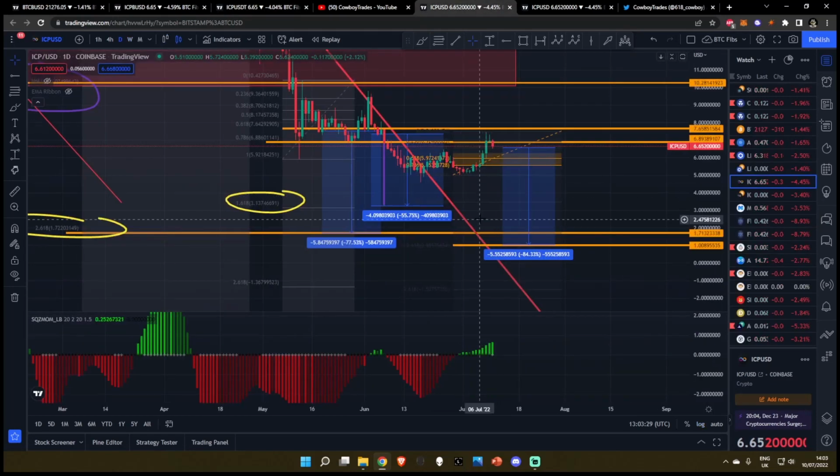Keep your eyes on my short-term price targets. $3.27 is definitely in play very, very soon.